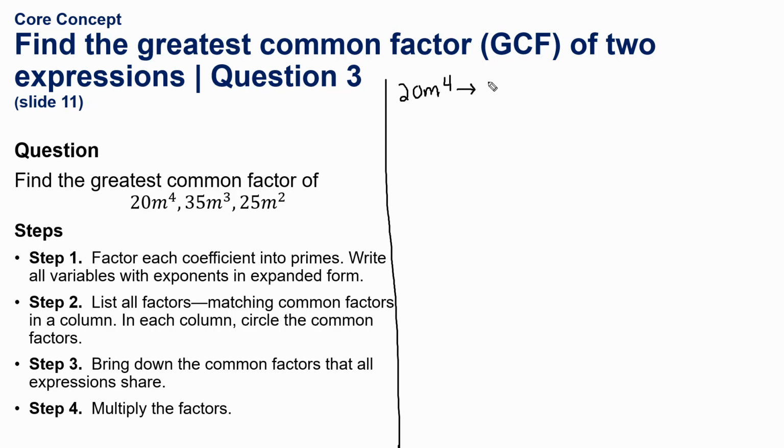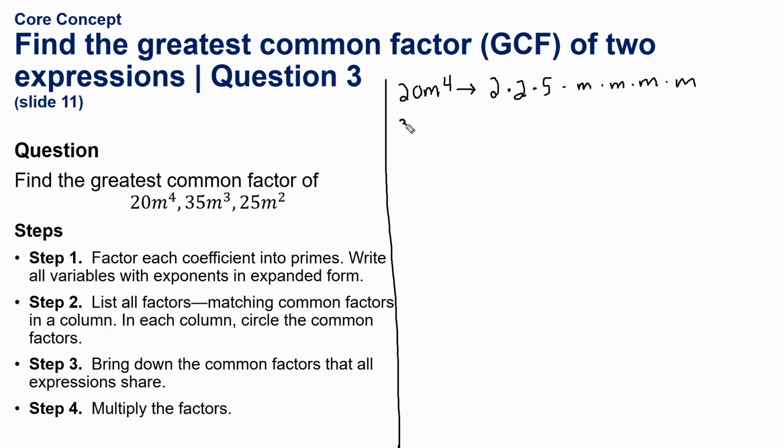So this is going to be 2 times 2 times 5. 2 times 2 is 4. 4 times 5 is 20. So that's the number part. And then we have 4 m's. So m times m times m times m. Okay, m to the fourth power.